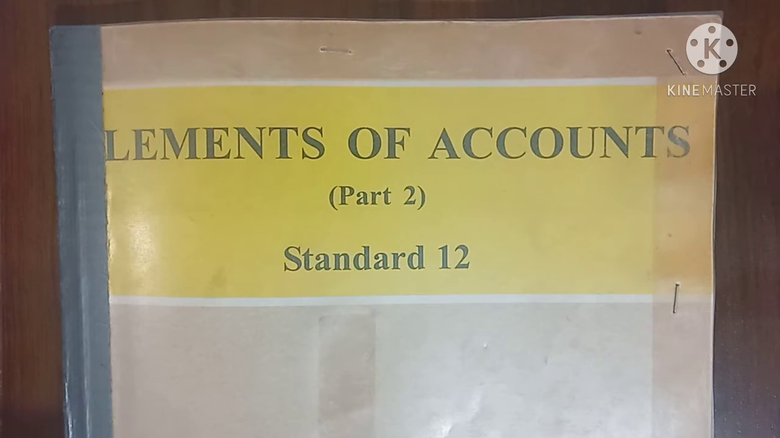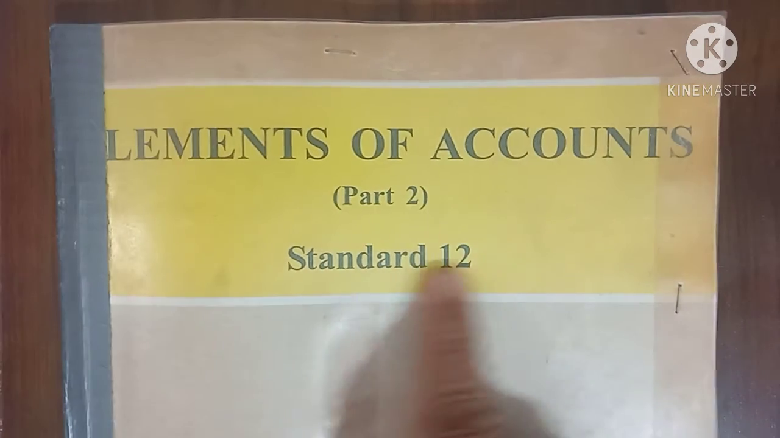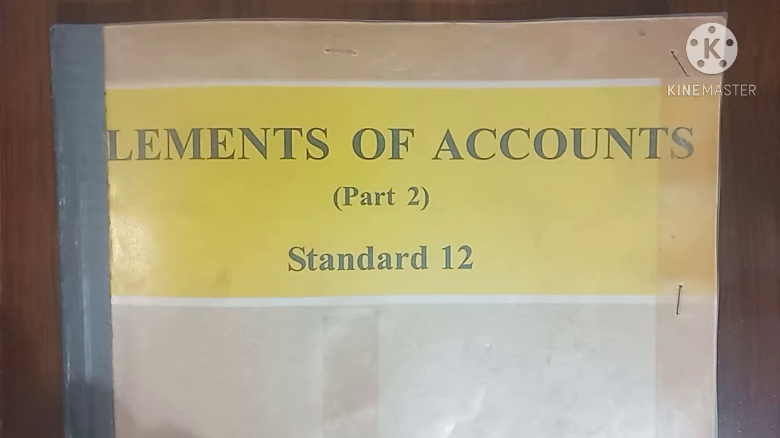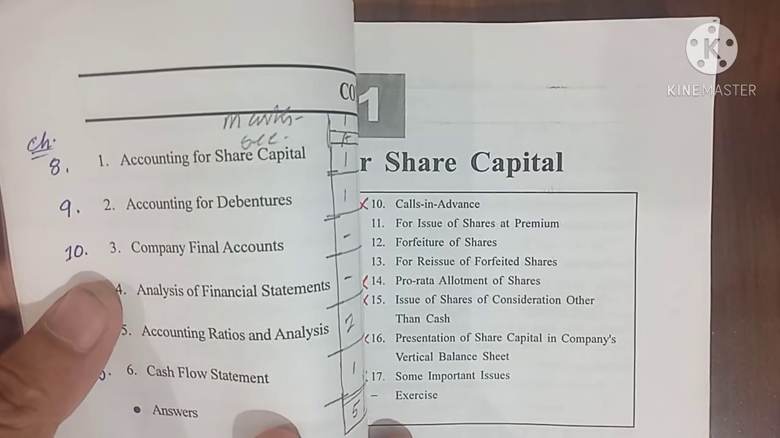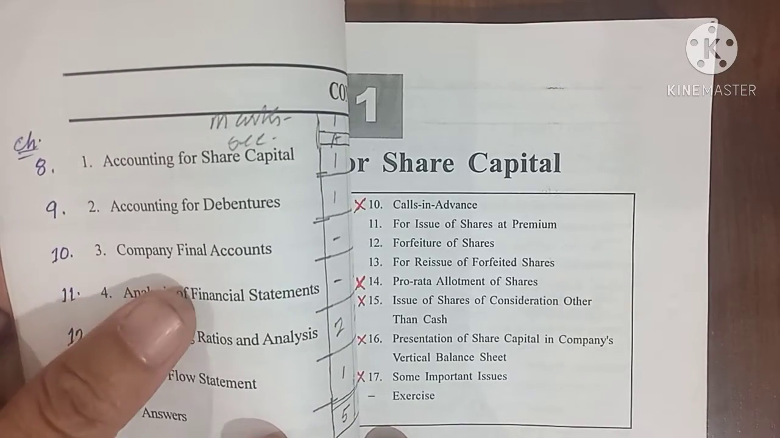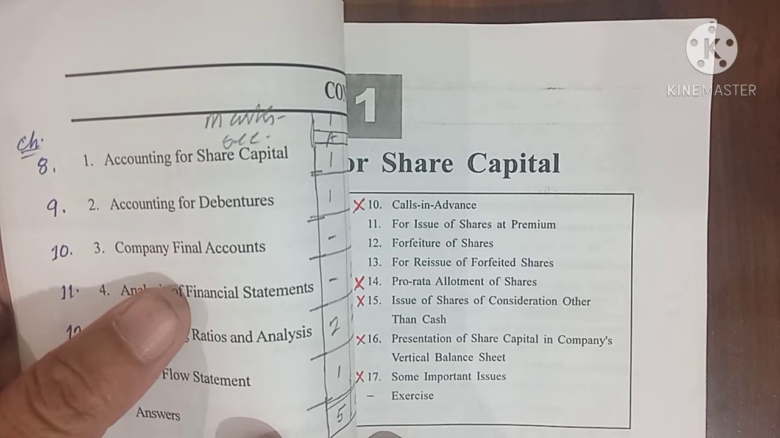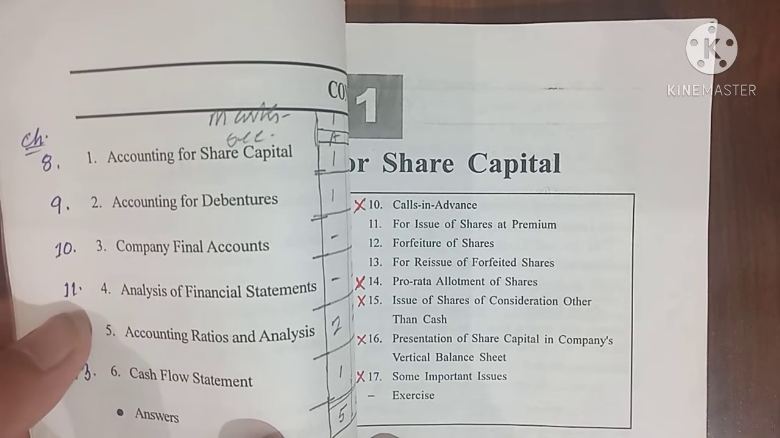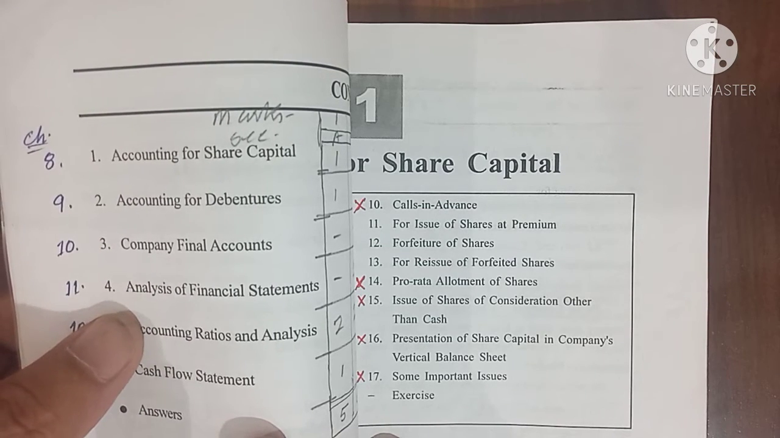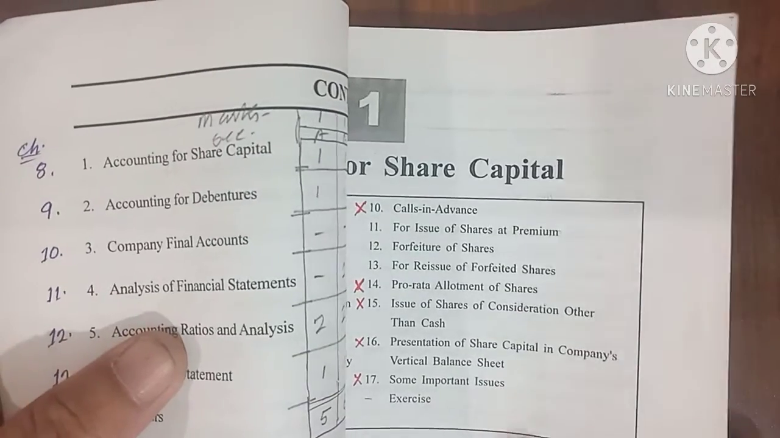Let us start our next video on the basis of Elements of Accounts Part 2, Standard 12. Students, in the last video I completed Chapter 10, which is the third chapter of your Part 2, Company's Final Accounts. And now I will start Chapter 11. According to your book, it is Chapter 4, called Analysis of Financial Statement.